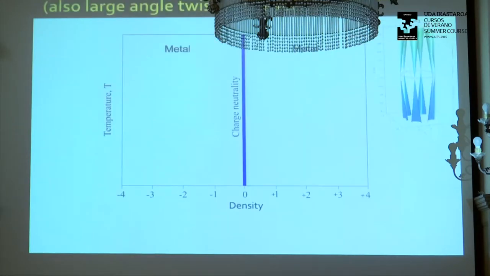This is the phase diagram of graphene, also large angle twisted bilayer graphene. The electronic structure consists of these Dirac cones. It is temperature versus density, where density for graphene doesn't mean too much. For twisted bilayer graphene, it means the number of electrons or holes per moiré unit cell. There's only one interesting point, the charge neutrality, the Dirac point. Something happens there: in transport, you have a resistance maximum, but nothing else happens. The system is a metal everywhere, including the neutrality point.